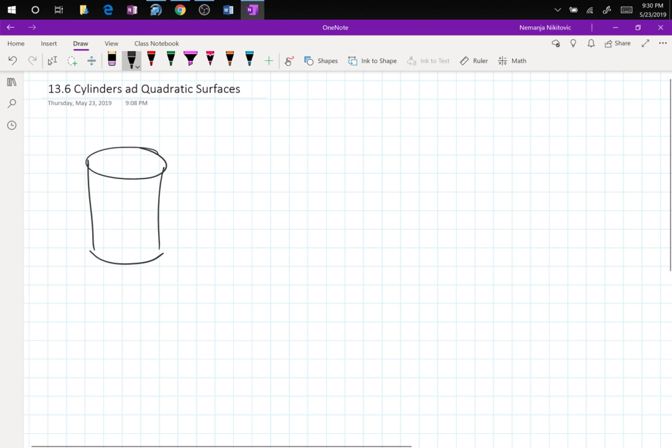So, cylinder refers to a surface that is parallel to a line. So if I take a line that goes, let's say, through the center of the circle on the top, every line at the edge of this cylinder is parallel to that line, so we call this a cylinder. So it's like a pipe or your Coke can.